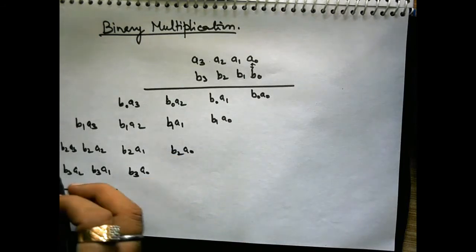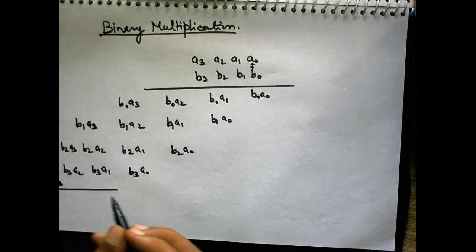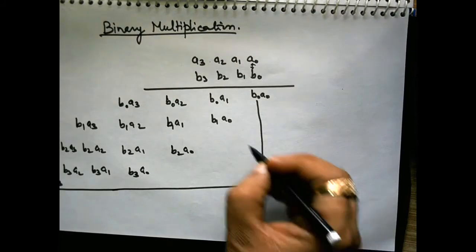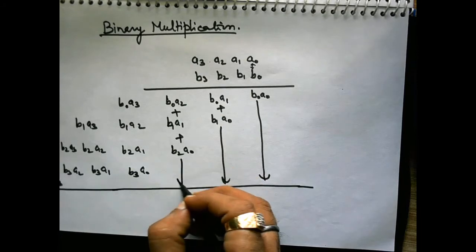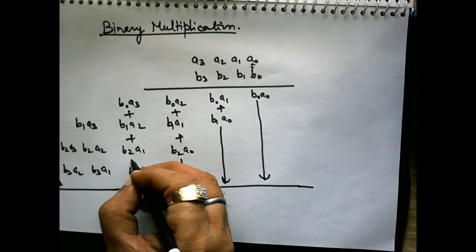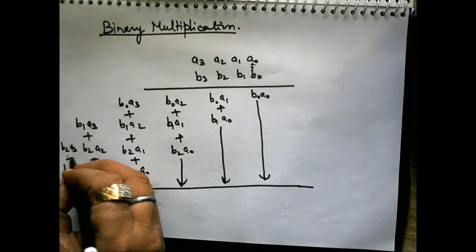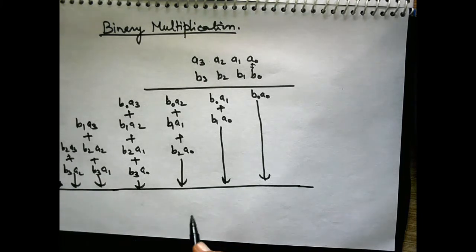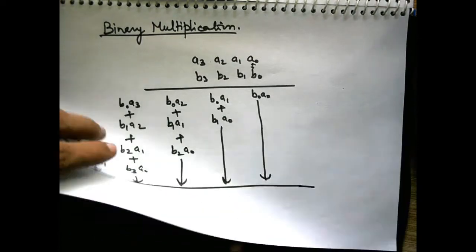1 2 3 4. This is B3 A3 position. So finally we add all these contents to obtain the final product. So these things are added to obtain the final product. So this is the way to multiply any given binary number.